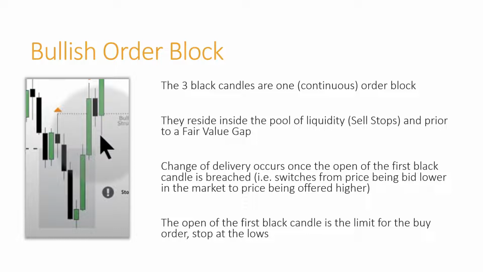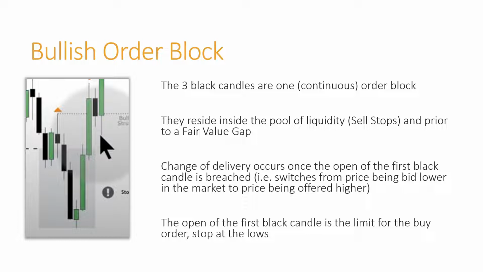And I think this is the thing that in my use of order blocks previously I wasn't aware of, or hadn't been taught, is that a fair value gap also has to be present for the bullish order block to be valid. And so the change of delivery occurs when the open of the first black candle is breached. The open of the first candle in that 3 candle formation is breached by that 3rd green candle as it travels higher.